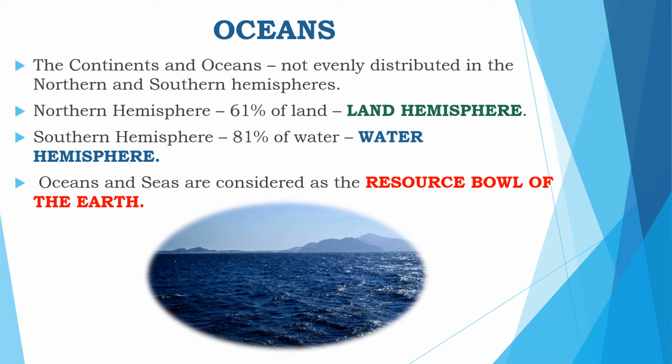Oceans. The continents and oceans are not evenly distributed in the northern and southern hemisphere. In the northern hemisphere, we have 61% of land and the remaining percentage is water. Hence, we call the northern hemisphere the land hemisphere. In the southern hemisphere, there is 81% of water and the remaining is land. So, we call the southern hemisphere the water hemisphere. Oceans and seas are considered the resource bowl of the earth.